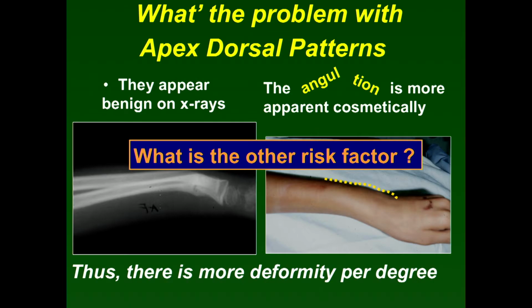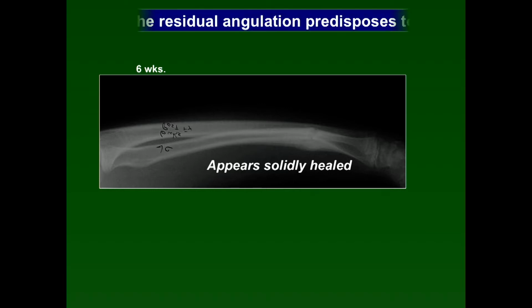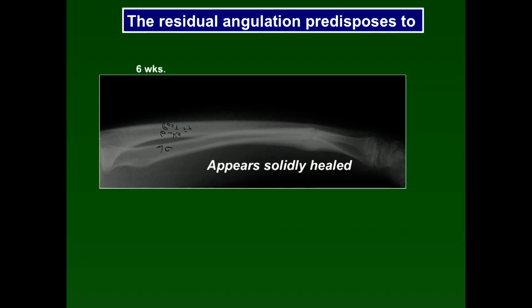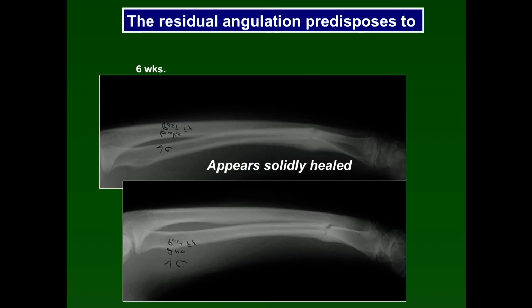And there's another risk factor with this. What is it? Well, it's pretty solidly healed. Can you go back to playing football? Not yet. Not yet. Why? Because if it's got this residual angulation, this has been my experience, they're predisposed, that tension type is predisposed to refracture.